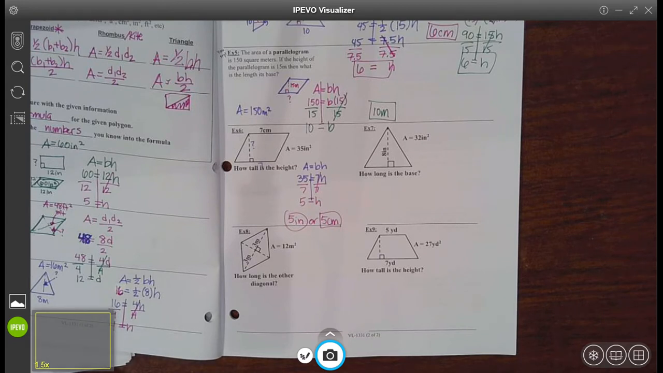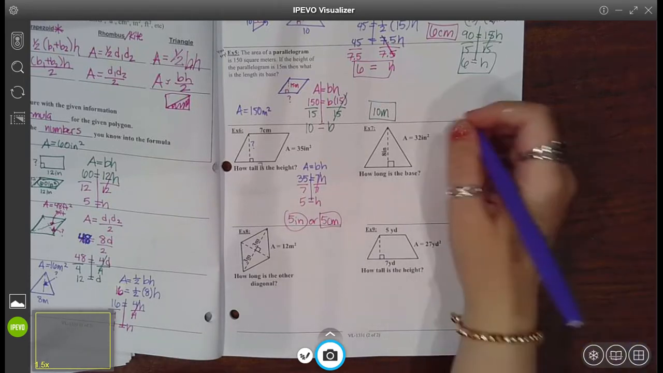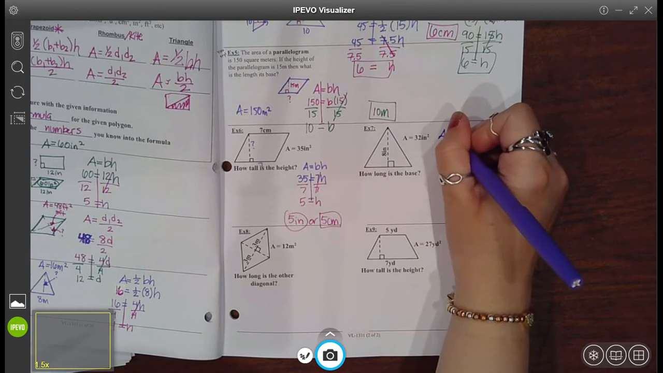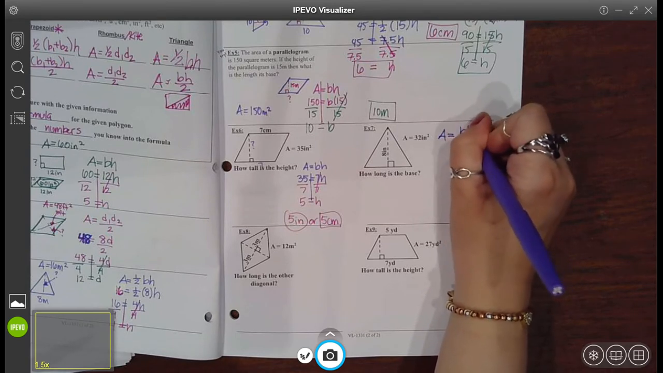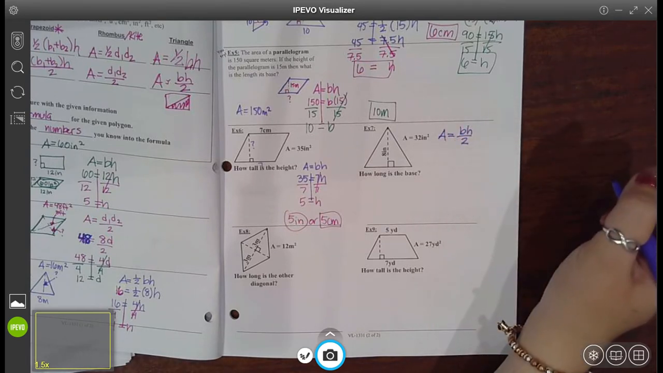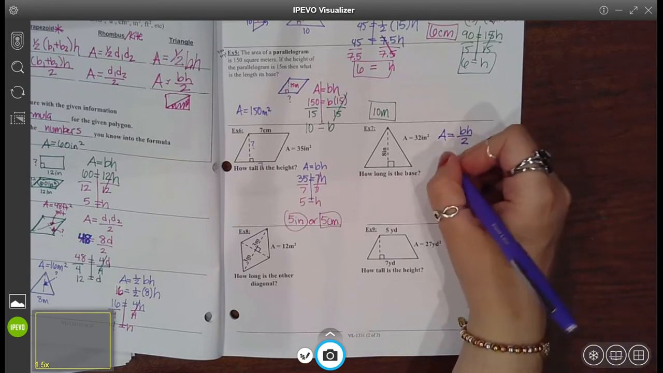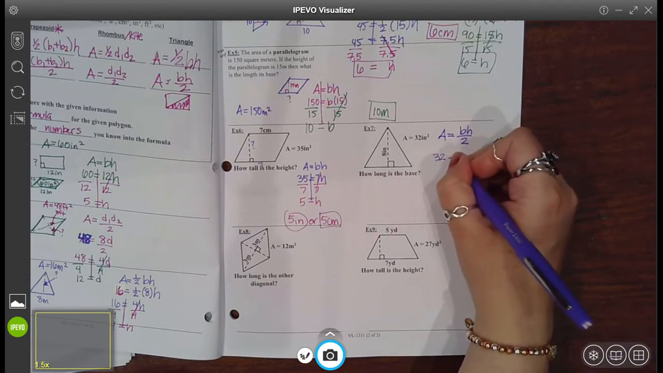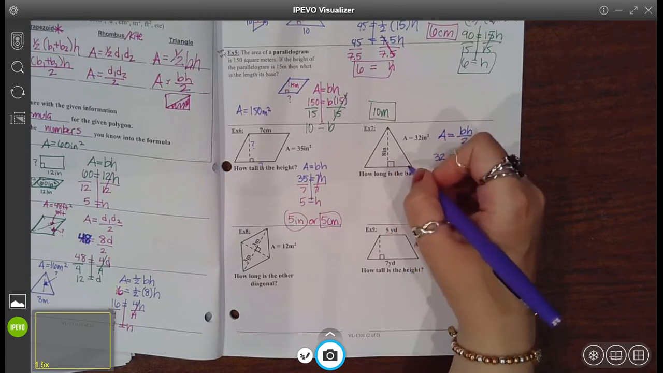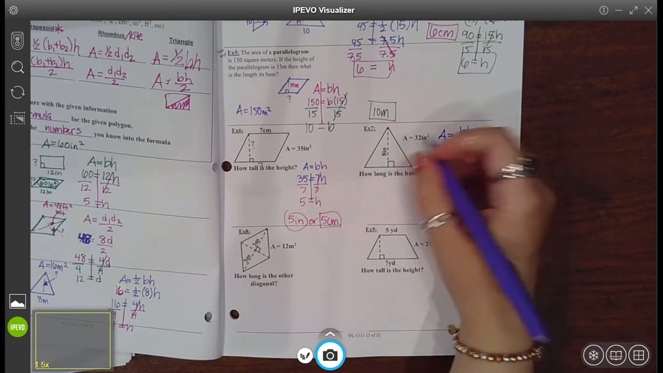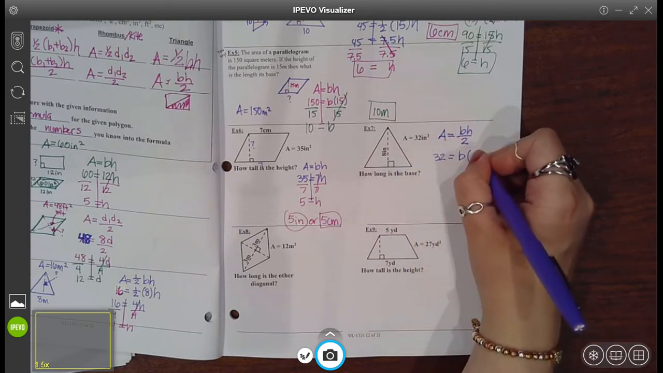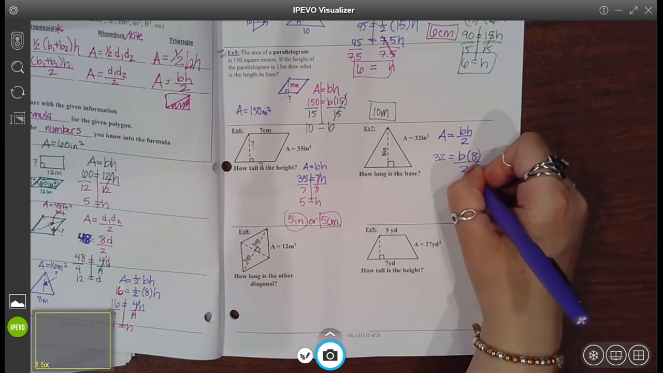Number 7. What shape is that? Hopefully you can see. It's a triangle. And what's your formula for area of a triangle? It's base times height divided by 2. Now plug in what you know. Your area is 32. Your base length, we don't know. Your height is right here, which is 8. And it's all over 2.